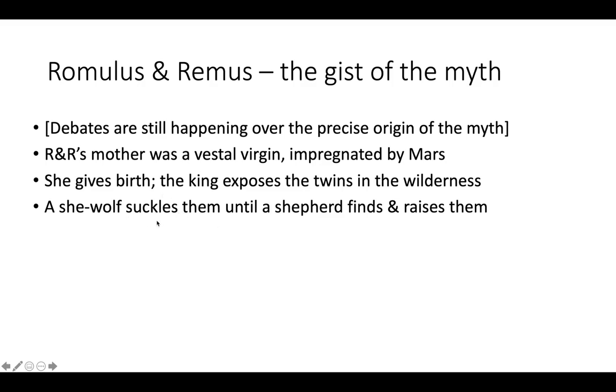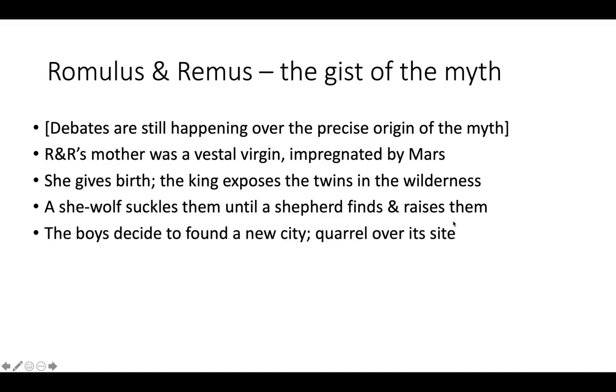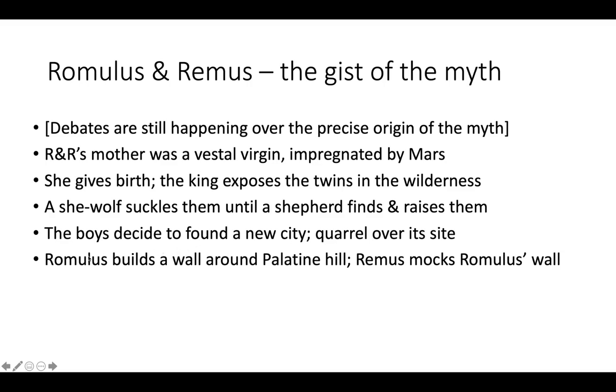However, there's this she-wolf who finds the boys and lets them drink from her milk. And so she raises them a little bit, and then a shepherd eventually finds them and raises them as his sons. These two boys are very driven. They decide to found a new city, and they are very rivalrous as well. They quarrel over the site of the new city that they're going to found. Romulus, one of the brothers, decides that he's going to found the city around this hill, Palatine Hill. He builds a wall around this hill.